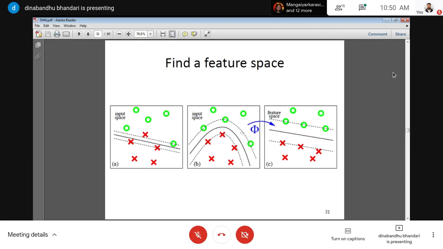Now we can always map these points using a transformation phi to another space, which is called the feature space, that may be in 2 dimensions or maybe a higher dimensional space, where these points will map to this place, these points will map to this place, and we can find a line in the higher dimension. In a picture it looks very simple, but in real life it is not so simple. It has been shown here just to give a perception.